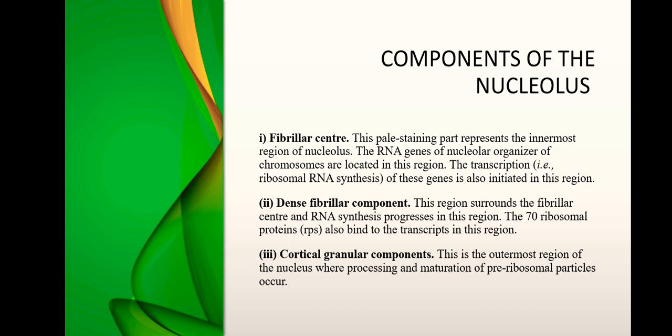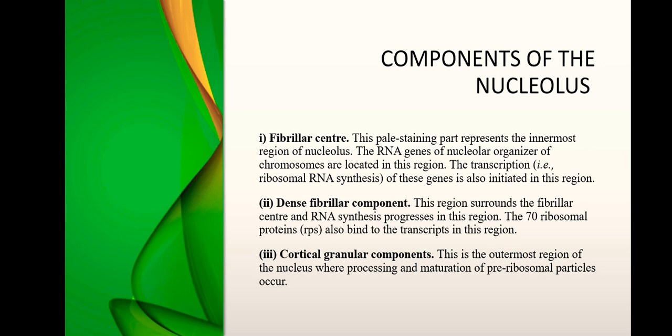What are the components of the nucleolus? Fibrillar center. This pale staining part represents the innermost region of the nucleolus, and the RNA gene of nuclear organizer of chromosome are located in this region. The transcription of these genes is also initiated in this region.